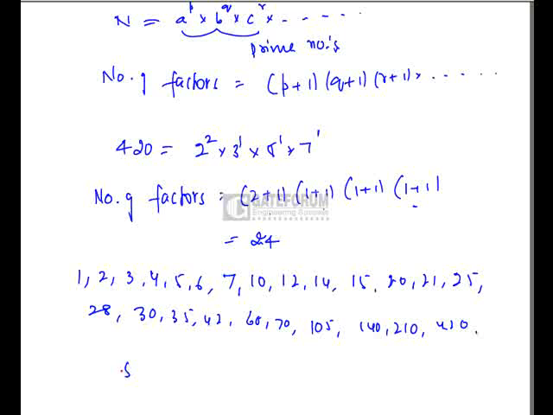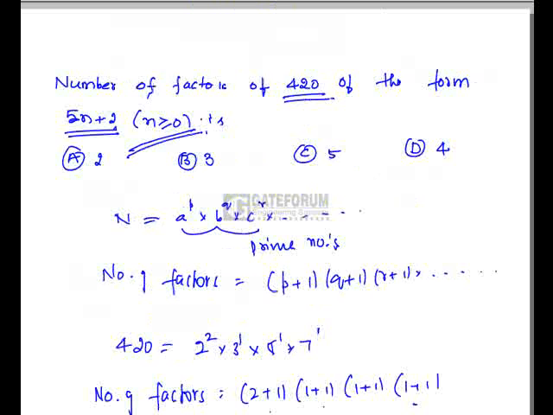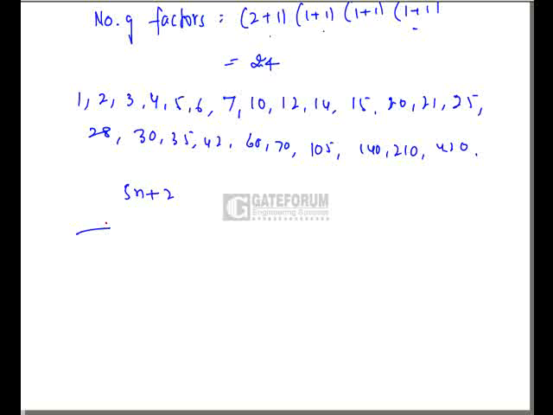Now we need the factors which are in the form of 5n plus 2. It is also given that n is greater than or equal to 0, so I can consider n as 0 also. If I consider n as 0, one of the factors will be 2. Next, if I substitute n as 1, the factor will be 7. If I substitute n as 2, then 12. If I substitute n as 3, then 17, and so on. Now clearly you can see it should be ending with 2 or it should be ending with 7.